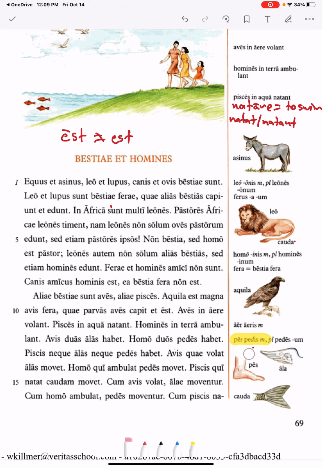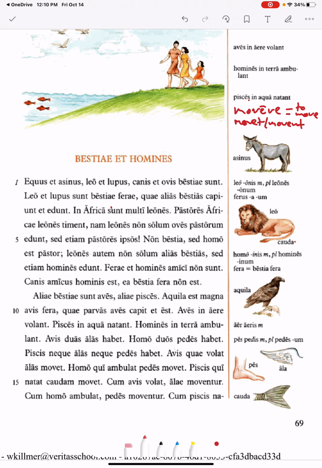Avis quae volat alas movet. So it's saying a bird which flies movet alas. And movere is a verb that means to move. And here it's movet for he, she, it moves. Movent for they move.